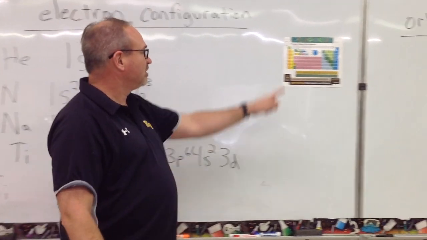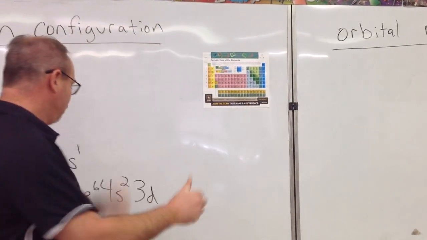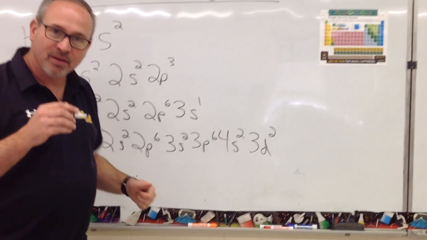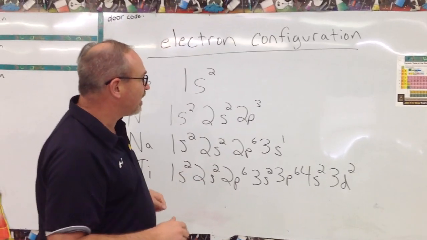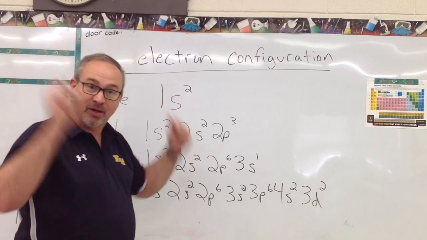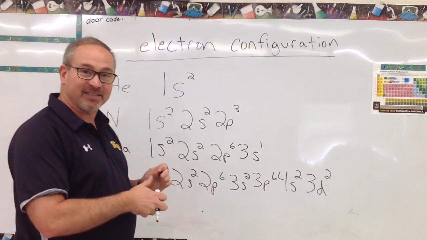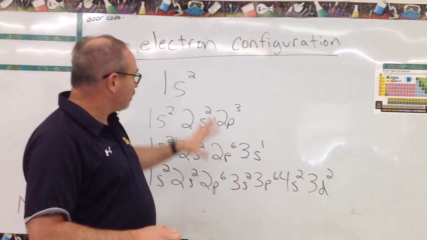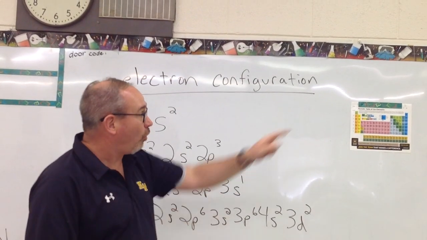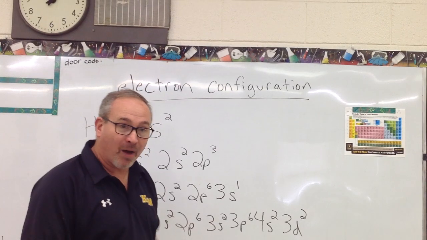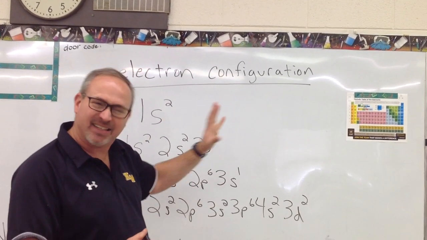Now we've got to count. 1, 2. Stop. How do you know you're right? When you add up all these superscripts, you should get element 22. Yeah, that was pretty easy. So again, we're going to use this information to do the next step, which is orbital notation. Wow, watch how it's so similar yet different.